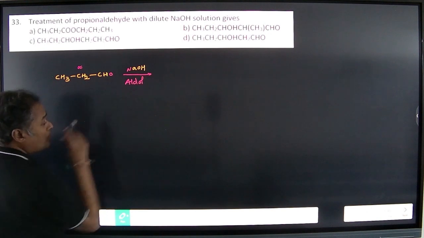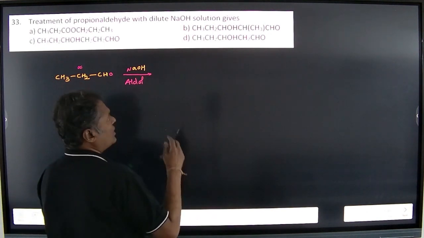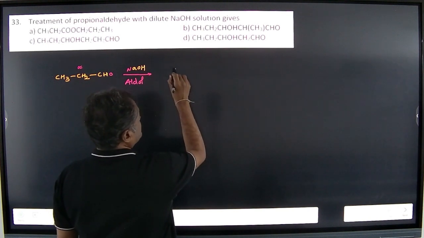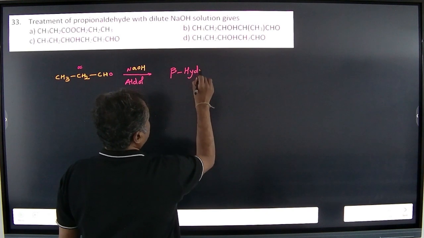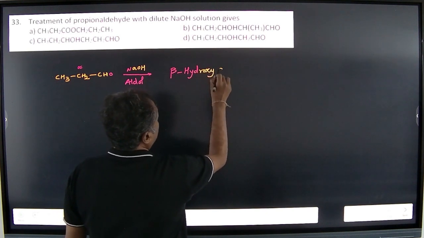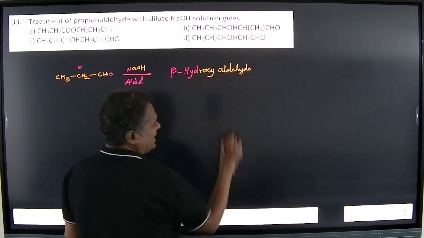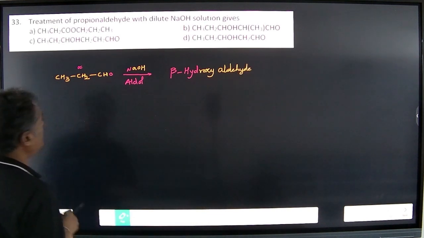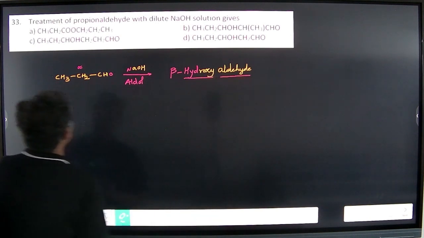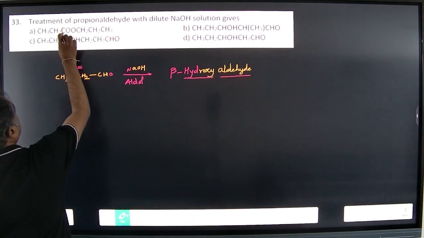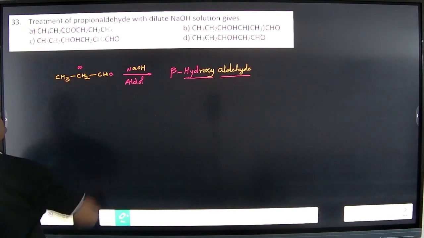Now point number 2, what is the product? The product of aldol would be beta hydroxy aldehyde, correct? So now let's try to eliminate without writing any reaction. Your product should have two groups, hydroxy group and aldehyde group. Now when you see over here, this group is like an ester, so this cannot be the answer, correct?